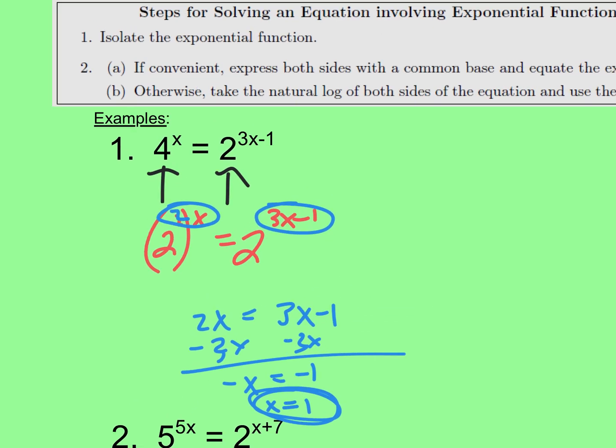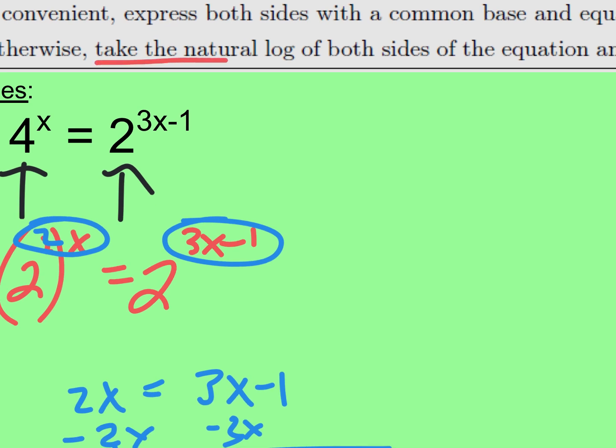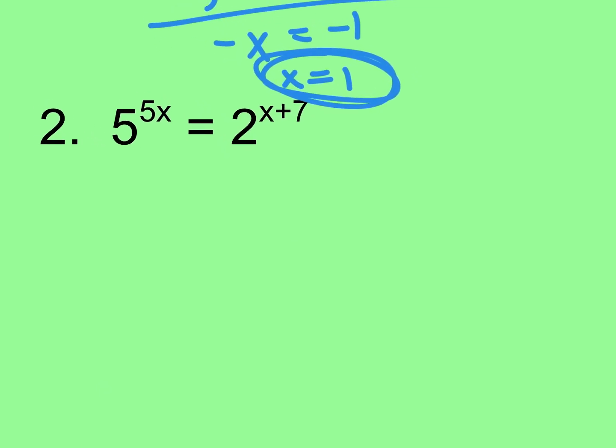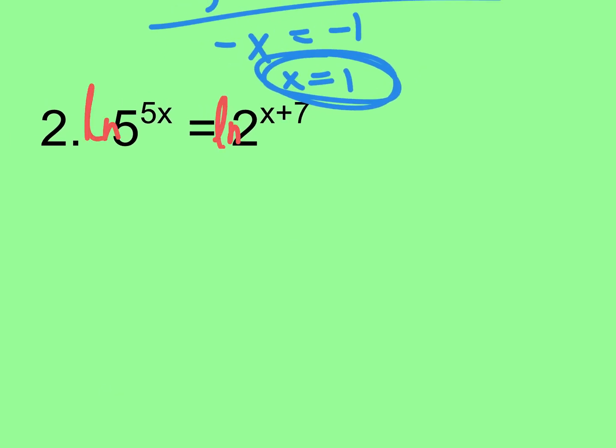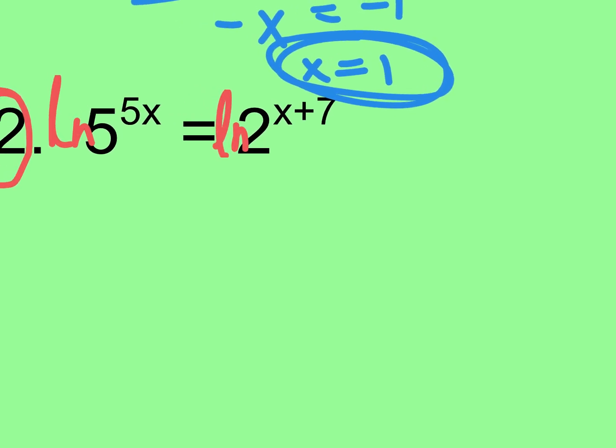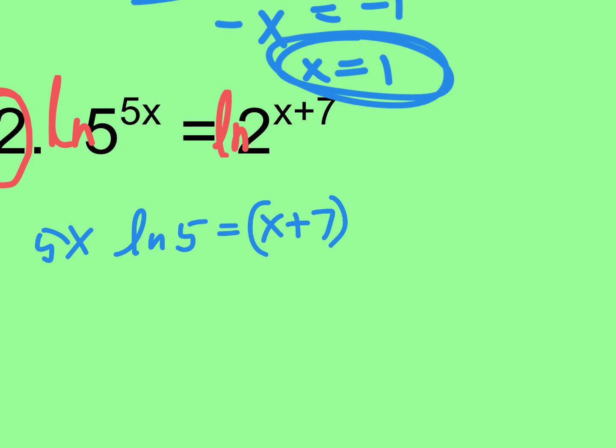In fact, let's even look at the directions here. I know nobody reads the directions, but take the natural log of both sides. Okay, so let's slap in an ln here and an ln here. Now remember, we do that so that we can use the power rule. On problem 2, you put in logs on both sides, and then you can bring the 5x down to the front and the x plus 7 down to the front.